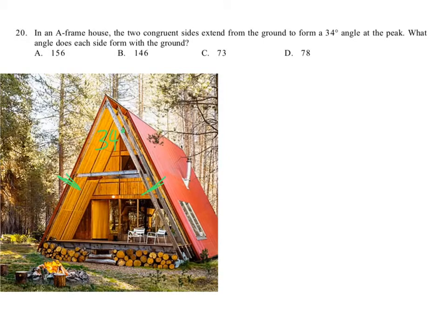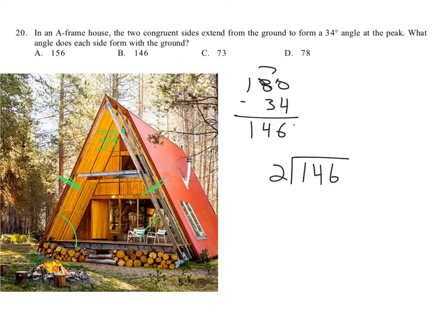And if that's the case, and we know it's an isosceles triangle, because that's what an A-frame house is, then we have these base angles congruent. So we need to take whatever number of degrees remains, and we need to divide it up equally among those two base angles. So we say 180 minus the 34 degrees that is formed at the peak is 146 degrees, to be split equally among the two base angles.